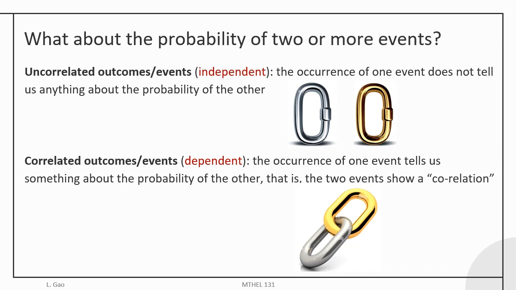But uncorrelated or independent events essentially means that the occurrence of one event doesn't tell us anything about the probability of the other event occurring. And so, for example, if somebody has a car accident in Waterloo, that doesn't tell us anything about the probability of a car accident in Paris, in France, for example, in a similar time frame. They're not related to each other.